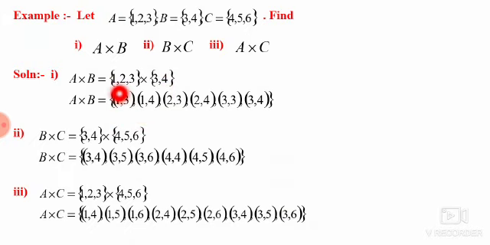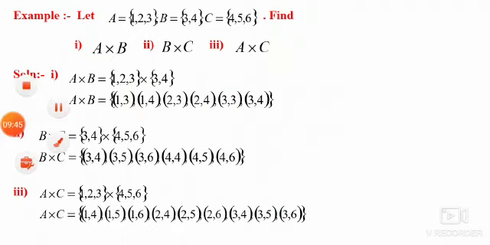Similarly, the second element of the first set gets ordered pair with the two elements of the second set, that is (2, 3), again (2, 4). Like that, it is (3, 3) and the other ordered pair is (3, 4). Therefore, these are the elements of the set A cross B.